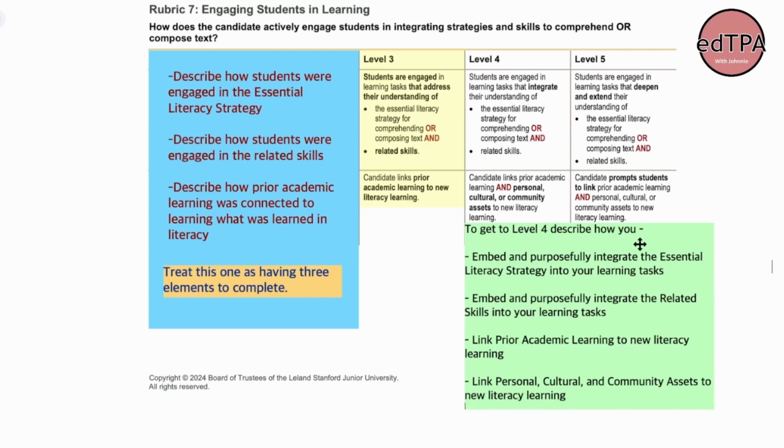To get to level 4, describe how you embed and purposefully integrate the essential literacy strategy into your learning tasks. Embed and purposefully integrate the related skills into your learning tasks. So it's essential literacy strategy, related skills. Then it says link prior academic learning to new literacy learning, and then the addition, link personal, cultural, and community assets to new literacy learning. And that takes you to level 4.